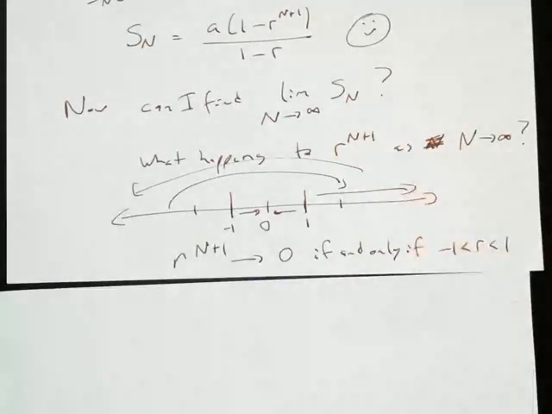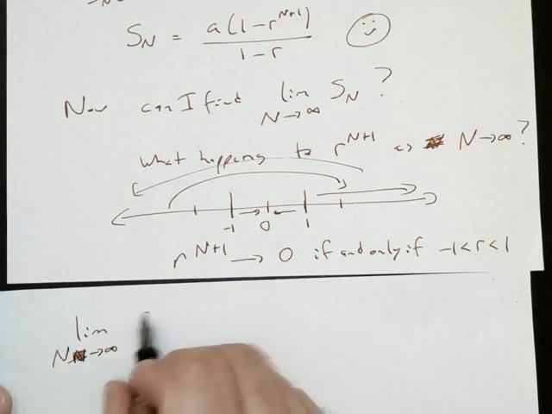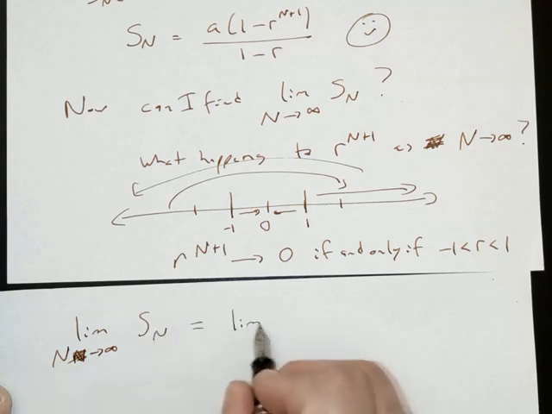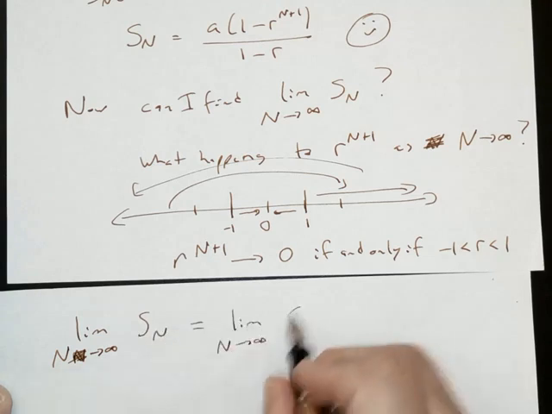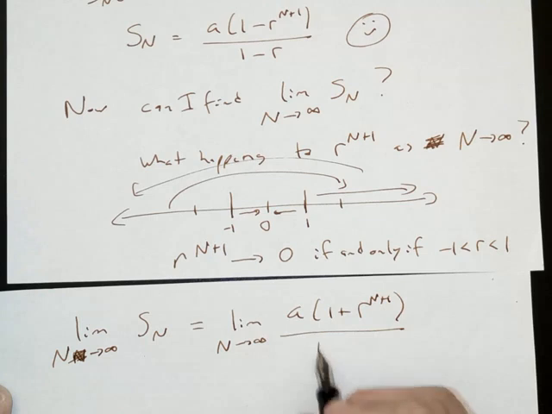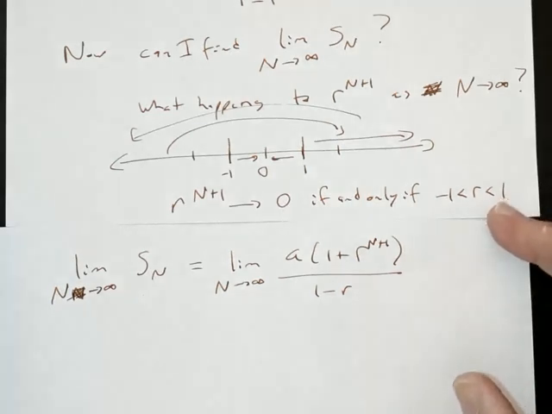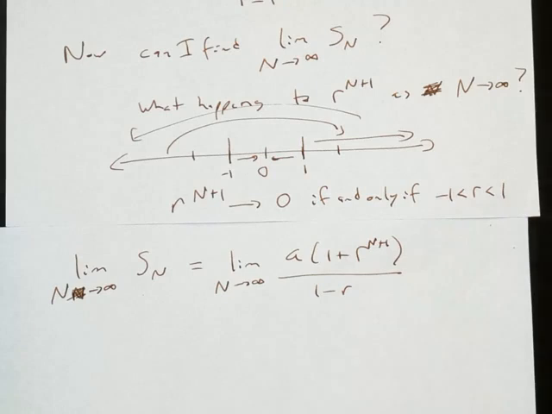Well, that allows me to figure out my limit. Limit as capital N goes to infinity, write that capital N correctly, please, of S capital N is the limit as capital N goes to infinity, A times 1 minus R to the capital N plus 1 over 1 minus R. That's what S capital N is. And we know that this goes to 0 only when we are less than 1 in absolute value.